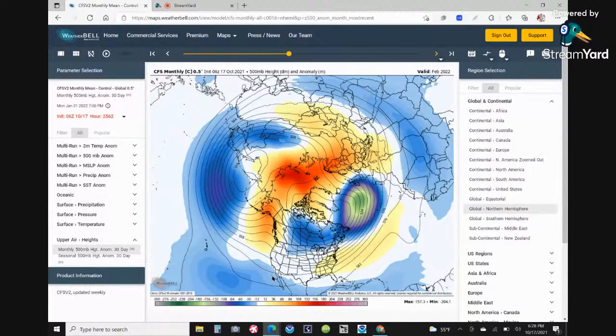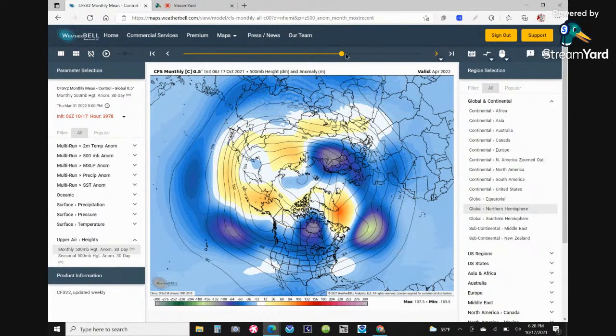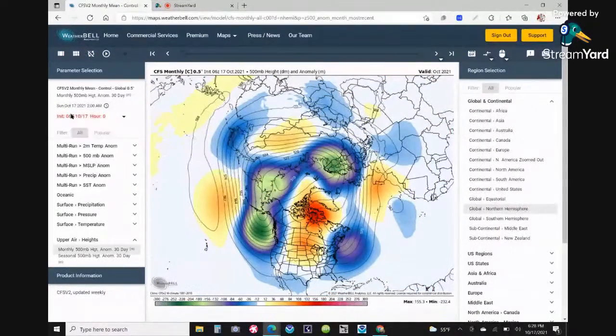So here we got February, and I'm not so opposed to this because of what I'm seeing here. I'd like to see the ridging a little further east. Still got a lot of negative here that can drop in. And I don't buy the impact of the southeast ridge here. It's not that strong anyhow. So here's March. Here's April.